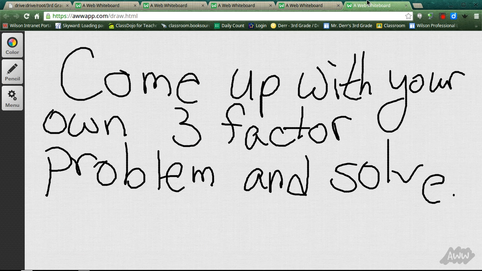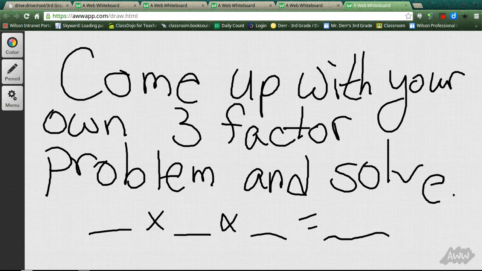What I'd like you to do for your homework tonight is come up with your own 3-factor problem and solve. Find your own 3-factor problem and solve it. I'll need to know blank times blank times blank equals blank. Fill in the blanks and be prepared to show me your equation in class tomorrow.